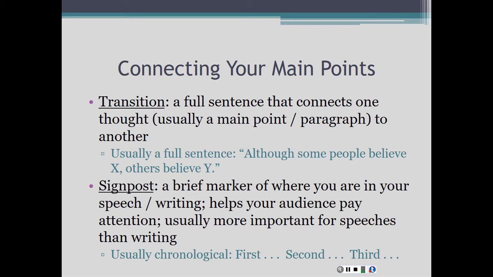And so you don't necessarily always use signposting in essays, but it's really important in your speeches to try and bring your audience back to you as many times as you can, because people have short attention spans and it's pretty easy for them to tune out.